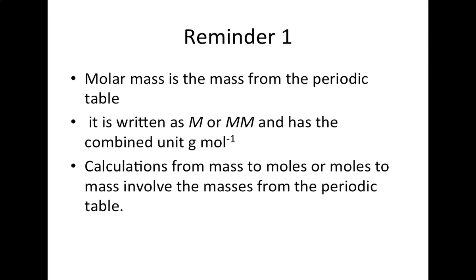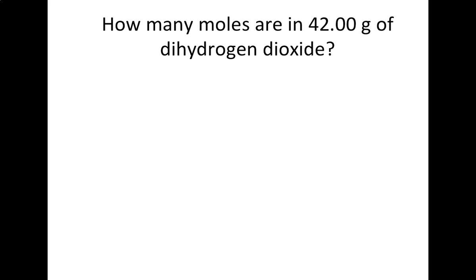We know that calculations from mass to moles or moles to mass involves the masses from the periodic table. So these are all things that we've already successfully completed this year. Okay, so using that knowledge, let's do a problem. We want to know how many moles are in 42.00 grams of dihydrogen dioxide.